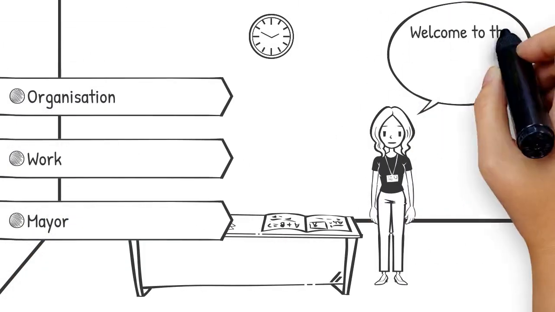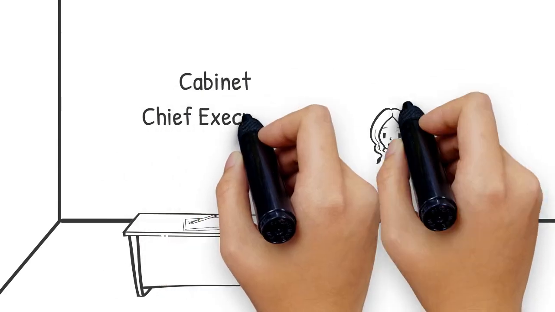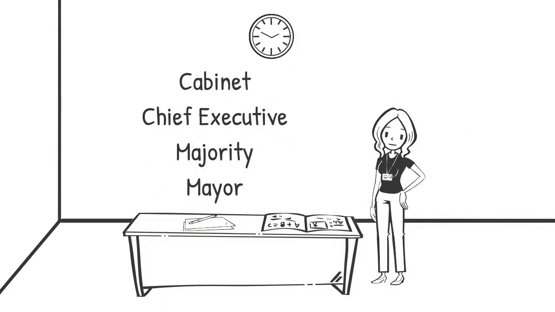Welcome to the 20th tutorial on Theme A. We will be looking at how the council is organized, how the council does its work, and the responsibility of the mayor. The cabinet is the main decision-making body of the council. The chief executive is an employee of the council, responsible for the smooth running of services.